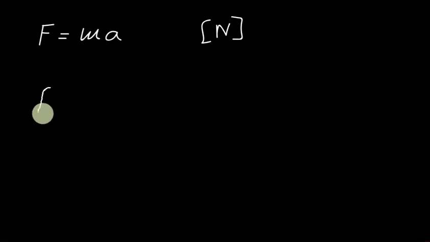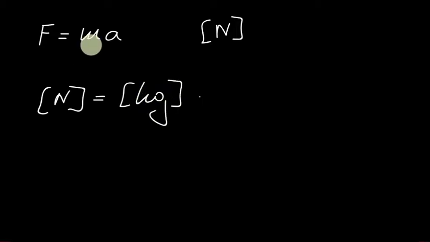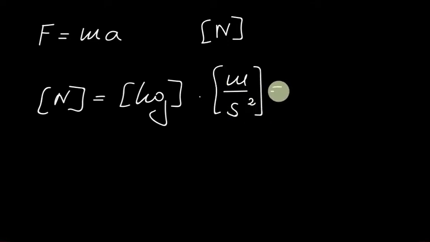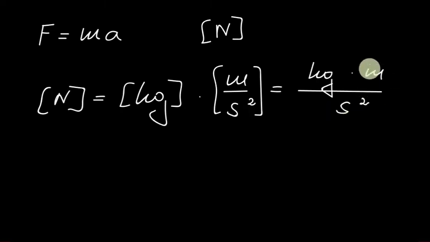So, a newton is equal to the units of mass, which is kilograms, times units of acceleration, which is meters per second square. And from this we get that newton is kilogram times meters per second square. This is our answer.